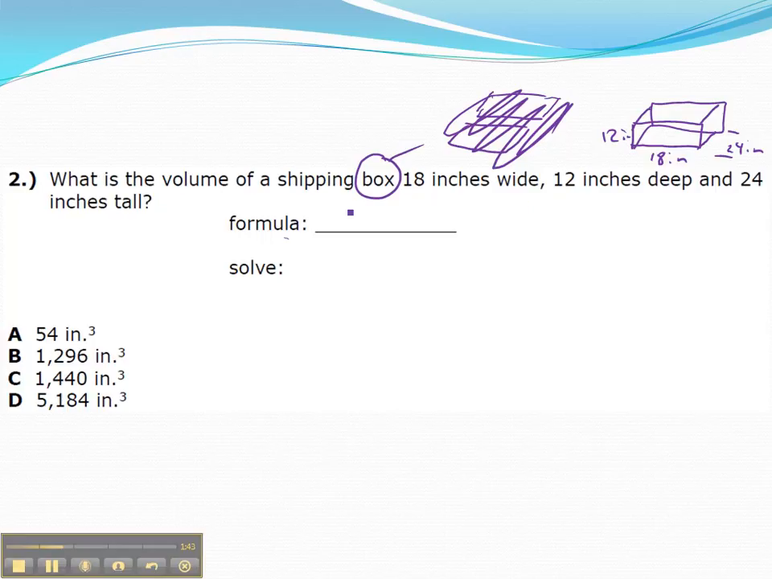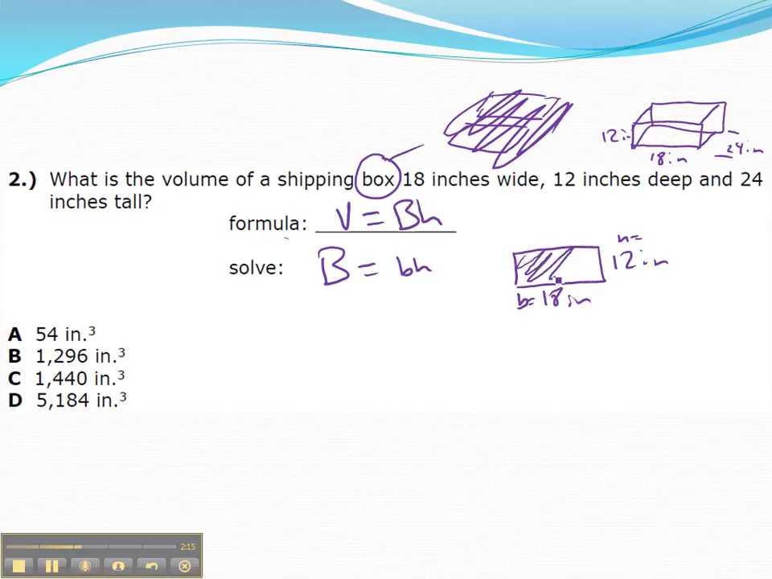So the formula we need for volume of a rectangular prism would be volume equals big B times H, and then the formula for the area of the base would be base times height. Let's draw a rectangle actually. This is our rectangular base, 18 inches wide and 12 inches deep. Sometimes that's referred to as width and depth, or length and width. We usually refer to it as base and height of the rectangular base. So base times height would be 18 times 12.